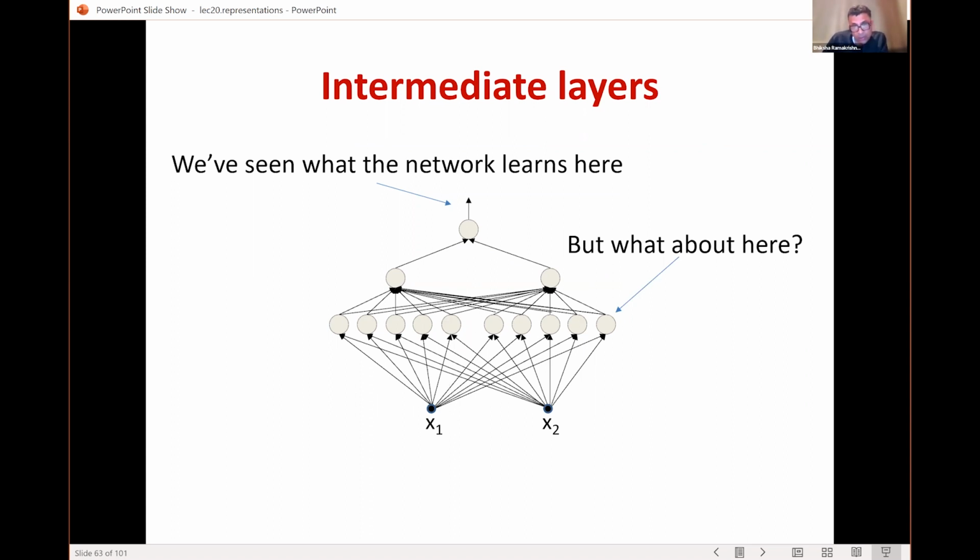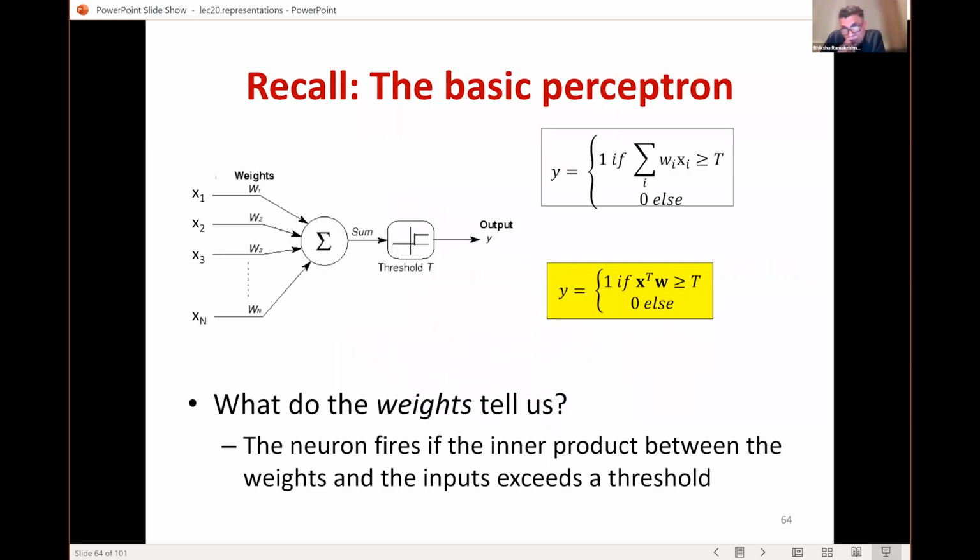What happens to the overall patterns of the data as it goes through the network. But what about the individual neurons? What do they capture? So now, to understand this, let's go back to the basic perceptron itself. The basic perceptron was just a function of this kind.